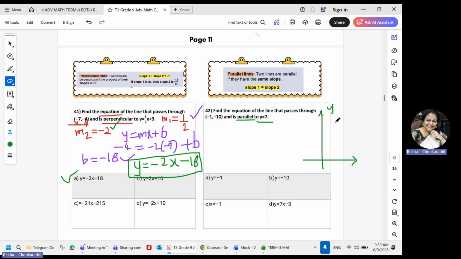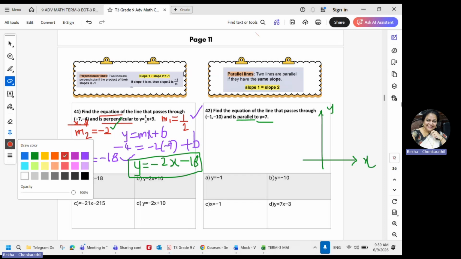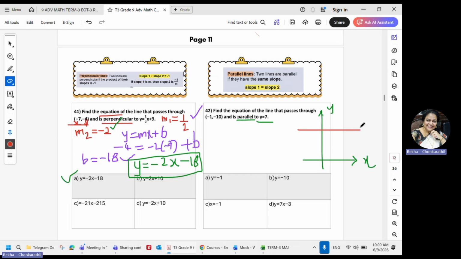this is y, this is x. Then your y equals 7 will be somewhere here, a line like this, which passes through 7 on the y-axis. Do you agree? So this equation is y equal 7. And we are asked to find a line which is parallel to this line. So all horizontal lines are parallel. But this horizontal line which we require passes through this point.